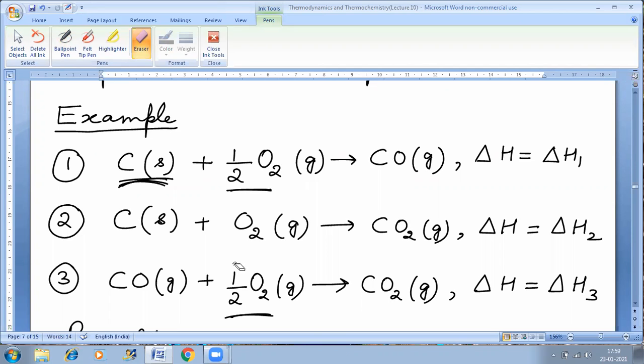And we have CO gas on the left hand side of the third equation, and also we have CO gas on the right hand side of the first equation. So I can say that CO gas will get cancelled. And so at the end I'll be left with CO2 on the right hand side. So I can say that reaction 1 plus reaction 3 is giving me reaction 2.